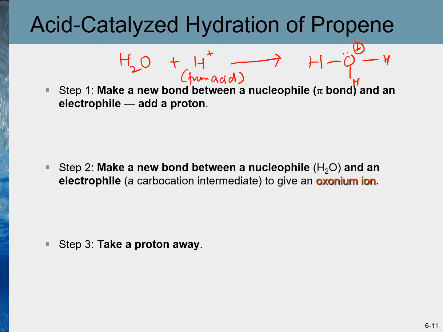Now step 1 of the mechanism is again the same as the mechanism of hydrogen halide addition. It's a nucleophilic attack. Alkene again acts as a nucleophile. As we are taking the example of hydration of propene, let's draw the mechanism of this reaction. So the first step is nucleophilic attack. Propene or alkene acts as a nucleophile, and the water or hydronium ion acts as an electrophile.